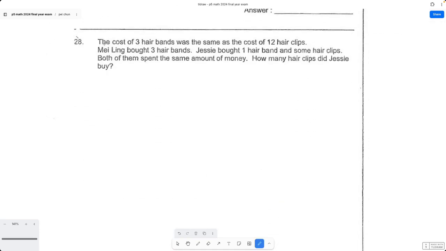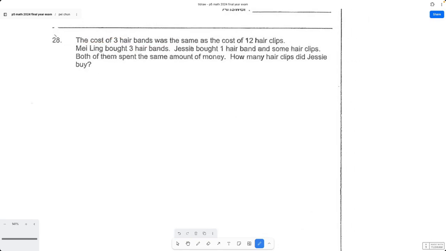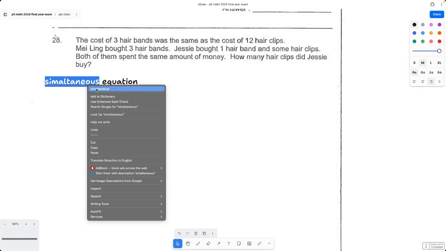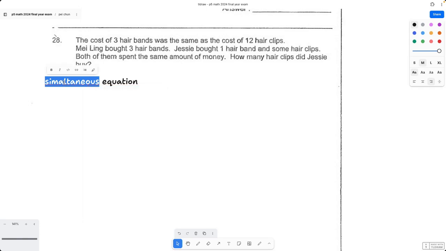Question 28. The cost of 3 hair bands was the same as the cost of 12 hair clips. Meiling bought 3 hair bands, Jessica bought 1 hair band and some hair clips. Both of them spent the same amount of money. How many hair clips did Jessie buy? Simultaneous equation. Okay, great. All right, simultaneous equation.